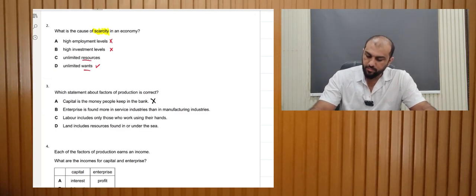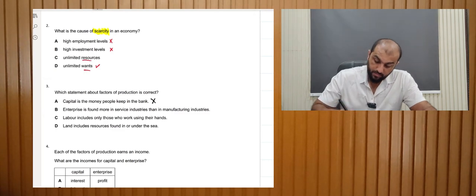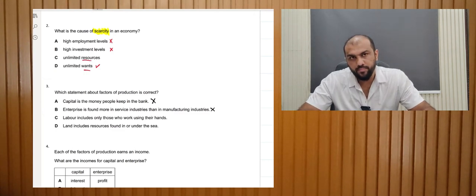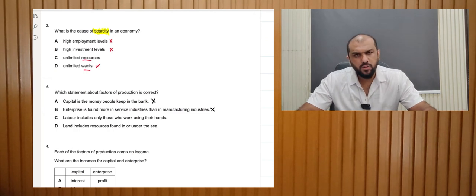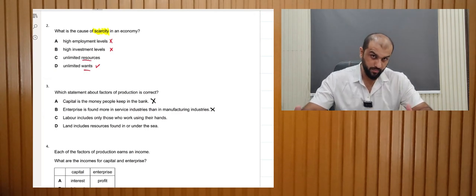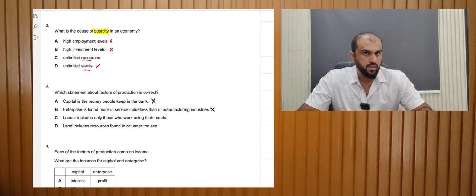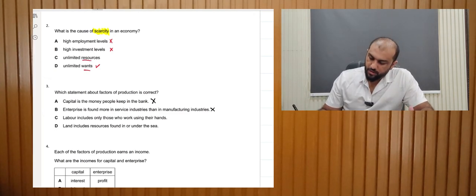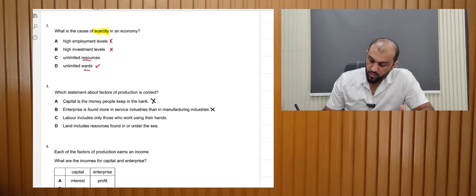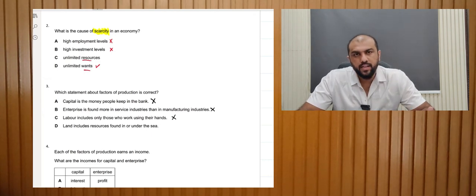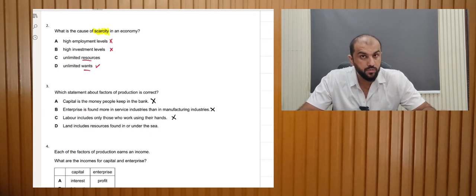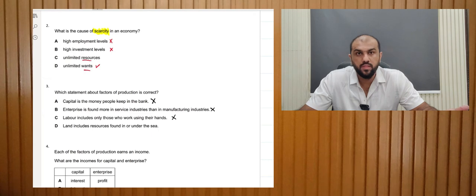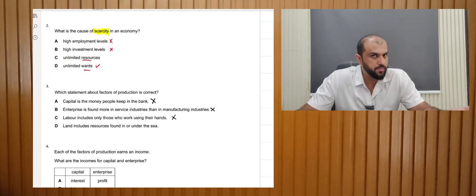Enterprise is found more in service industries than in manufacturing industries. Again, this is incorrect. It's not necessary that entrepreneurs are more in service industries. For example, in countries like Pakistan, there are more entrepreneurs in manufacturing industries. Labor includes only those who work with their hands. Incorrect. There is intellectual labor as well. They work using their brains or they give consultancy. So they're not doing anything with their hands. They're just giving advice from their experience.